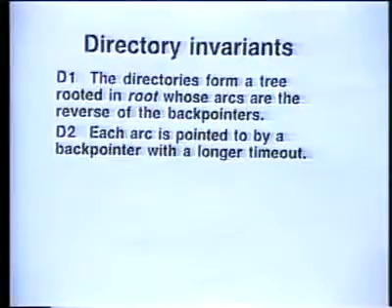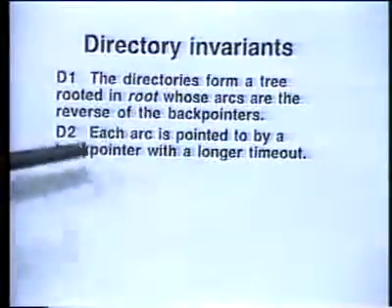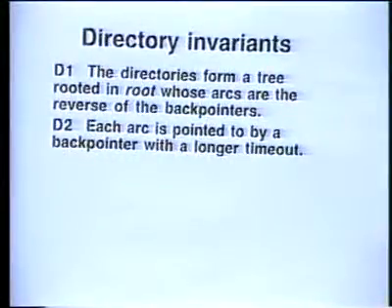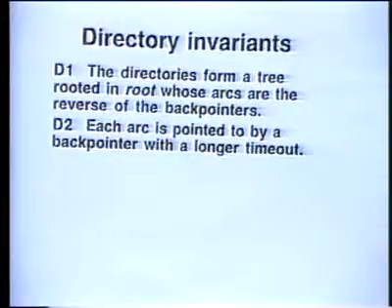So that's a much simpler property to maintain: to take the upward links as primary and then derive the downward links from them. From that, we derive the importance of invariant 2, which is that every downward arc in the tree has a corresponding backward arc which has a longer timeout. That's because the backward arcs are the ones that are primary, and the downward arcs should be derived from them. So the downward arcs should never have a longer life than the upward ones. That's what the clients get to expect about the directory structure: simply that the directories form a tree and that it has this backpointer property.